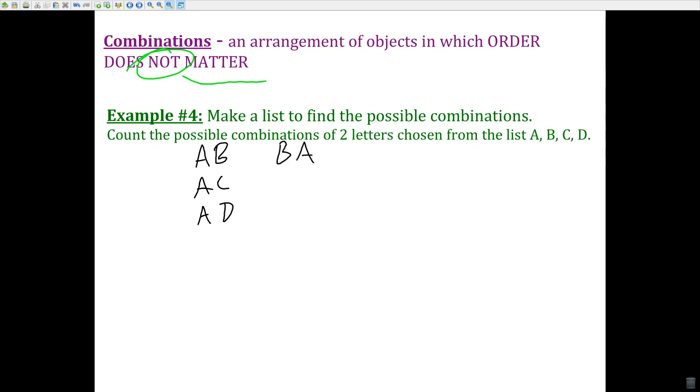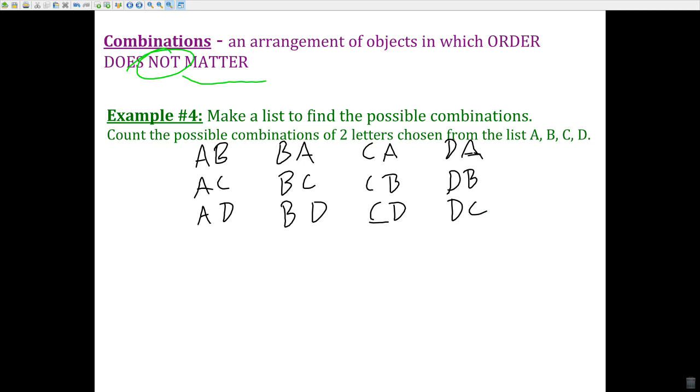B, A, B, C, B, D. C, A, C, B, C, D. Last one, D, A, D, B, D, C.